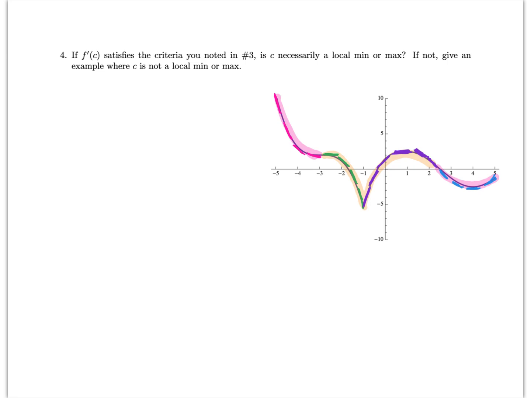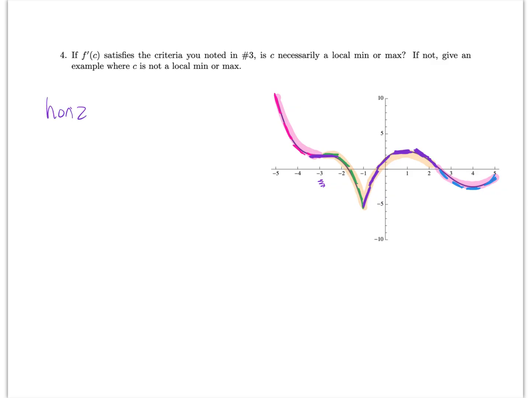If f prime of c satisfies the criteria you noted in number 3, that is, if you know that the derivative is 0 or undefined, does that mean you must have a local max or a local min there? If not, give an example where c is not a local max or a local min. So in this picture, I do have one place where I have a horizontal tangent line where my derivative is 0, but I do not have a local max or a local min. It's right here at -3. I have a horizontal tangent line right here, but it's not an extrema. It's not a local max or a local min.